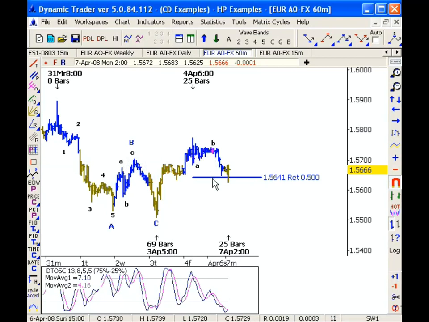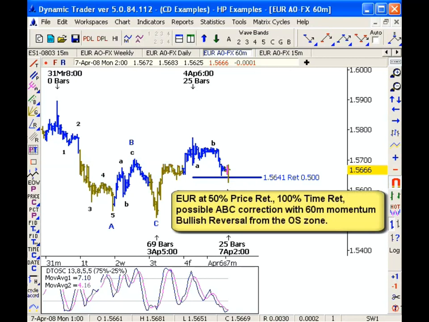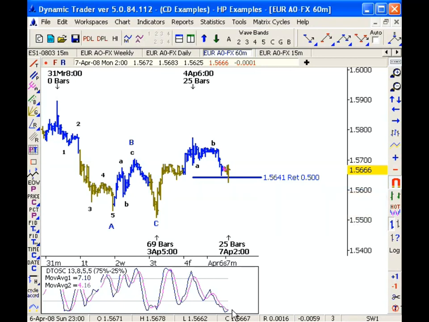And then we've come down through the latter part of April 4th, and I have just the first few bars of April 7th. And as of the first few bars, we've come down to 50% retracement. We've been 25 bars up, 25 bars down. So if this market's making a correction, usually the 100% time retracement is the maximum, and that's what it's at as of the last bar. And as of the last bar, the 60-minute momentum has made a bullish reversal. So everything's in place as of the first few bars on April 7th to consider entry strategies for a long position.